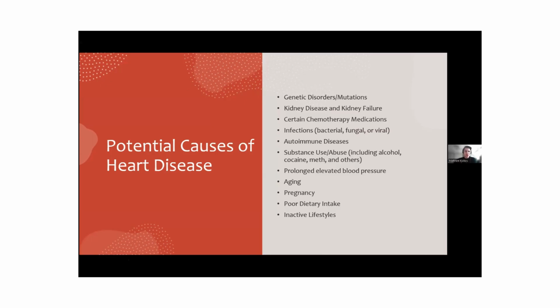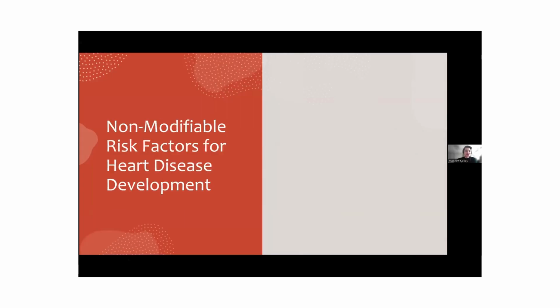So to start with those non-modifiable risk factors, or things we can't change, for heart disease development. Number one, it's going to be our genetics or our family history, right? Mutations in our genes can lead to changes in how our body regulates vital body processes like our blood pressure, our cholesterol levels, our ability to utilize and consume glucose and insulin and stuff like that. And so it's very important that we understand our genetic history and our family history of diseases for understanding our risks for heart disease.